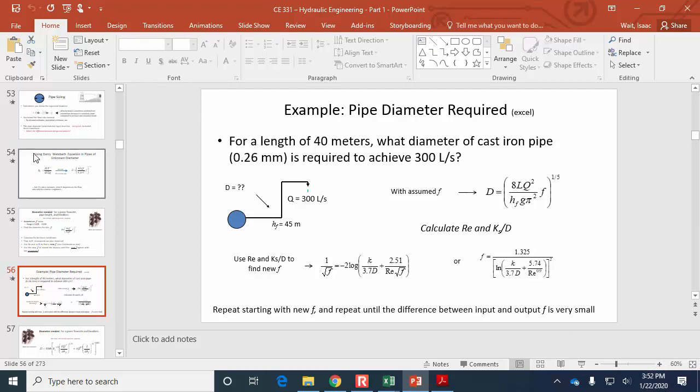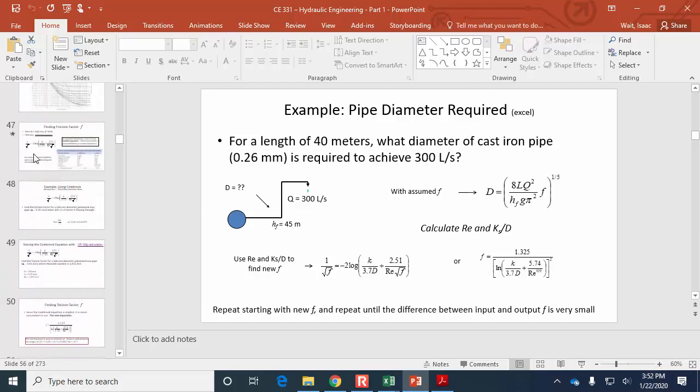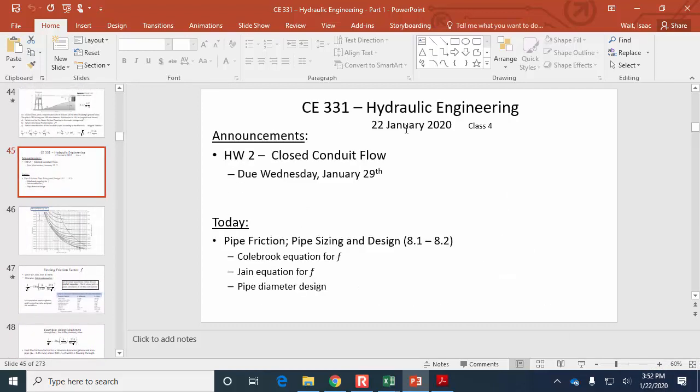All right. So before I let you go, my hostages, Homework 2 is due on Wednesday. I'll upload that to Blackboard tomorrow. And then on Friday, we will finalize this example and go from there.